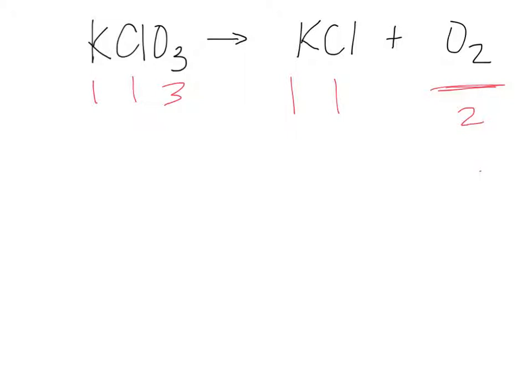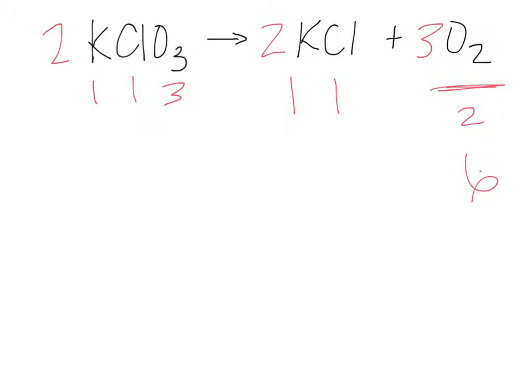So let's try tripling. That's going to give you 6 oxygens on this side. And then you can very easily get 6 oxygens on this side if you double the KCl. But because you doubled the KClO3, now you have extra KCl's on this side, so we have to double that.